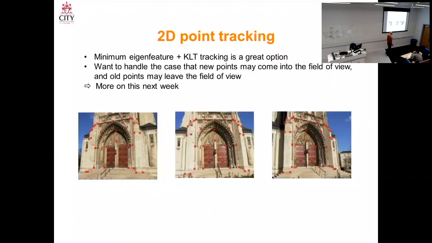We're going to start off by first finding some points to track. In fact, we're going to cover tracking next week, so stay tuned for that. There are some good ways to do that, and the KLT tracker is a great option, which I'll describe in detail next week. Essentially, you find some points, like some SURF points, and you track them using the tracker. You also want to be able to deal with points that come into the field of view or exit the field of view. You've got to be able to handle that because as the field of view changes, some points might leave, and some other points might come in.